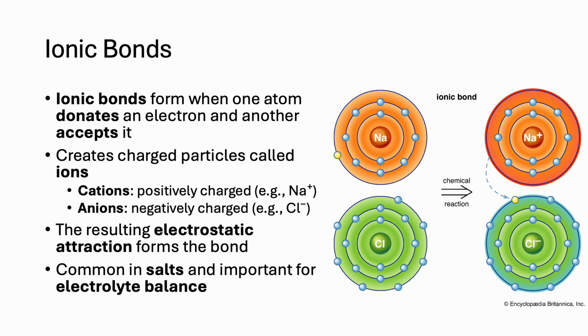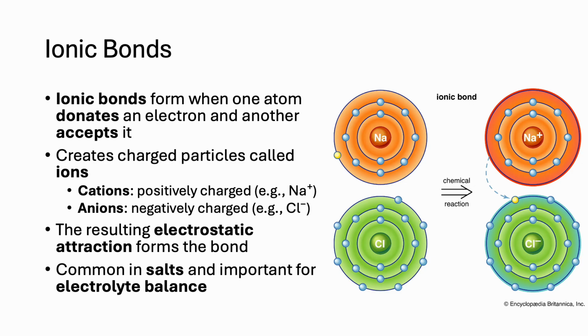Ionic bonds are created when one atom gives up an electron and another gains it. This electron transfer results in ions, which are charged atoms that attract one another. For example, sodium loses an electron and becomes positively charged, while chlorine gains an electron to become a negatively charged ion. These opposite charges pull the atoms together to form a compound like sodium chloride, or table salt.